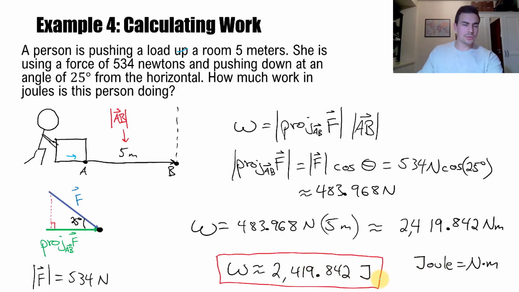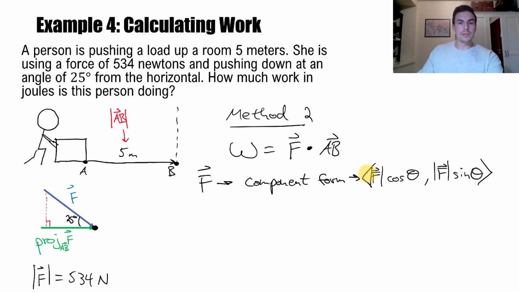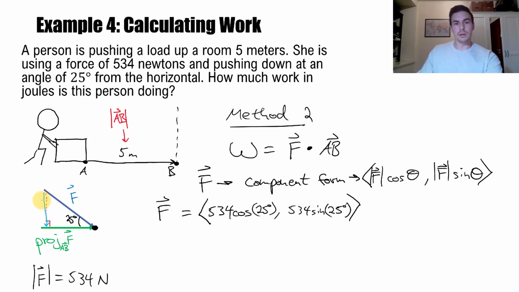Now let's do this the other method where our work is equal to the dot product of F and AB. So F dot AB. F is going to be in component form. That's going to be the magnitude of F times cosine theta, magnitude of F times sine of theta, right? Again, just using our right triangle trigonometry. So we've got 534 cosine 25 and 534 sine of 25. That vertical component would be this blue arrow right here.